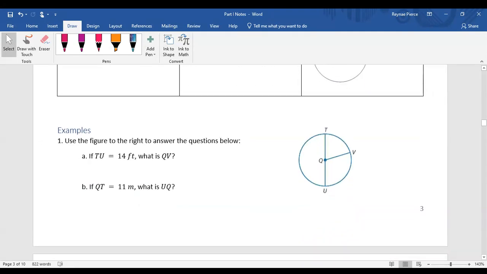So here we're going to talk about that relationship between radius and diameter. So in this picture here, I've got TU for this first part here is 14. That's our diameter. QV, though, is just a radius. Okay, all radii are congruent. And to get from diameter to radius, we need to divide by 2.